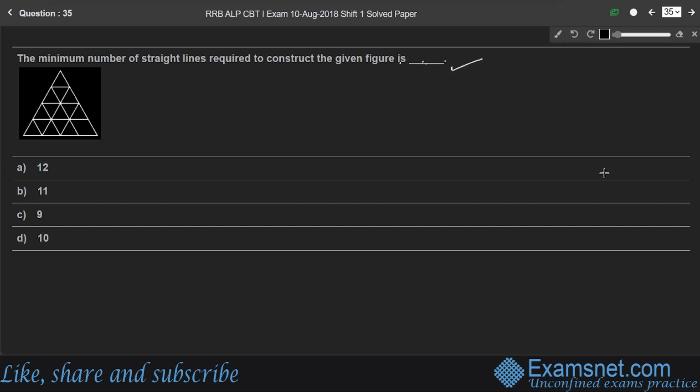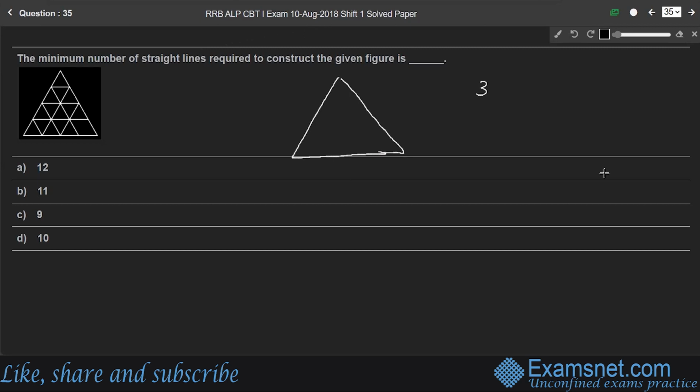Question 35. The minimum number of straight lines required to construct the given figure. We have to consider the bigger lines. No need to consider the small triangles separately. The minimum means directly we'll take the bigger lines. So 3 bigger lines to form a triangle, 3 straight lines to form a triangle.